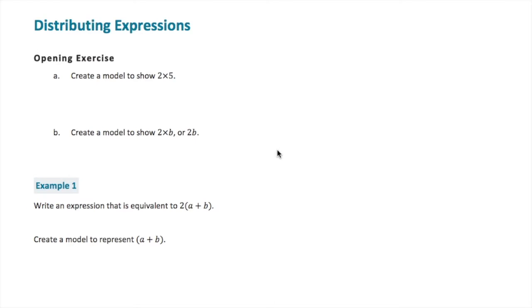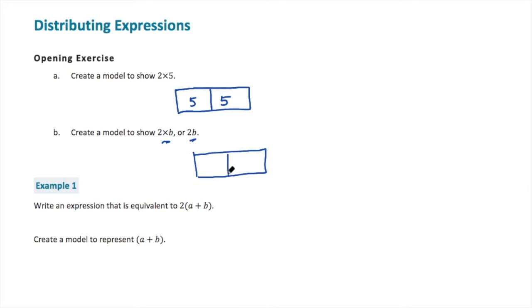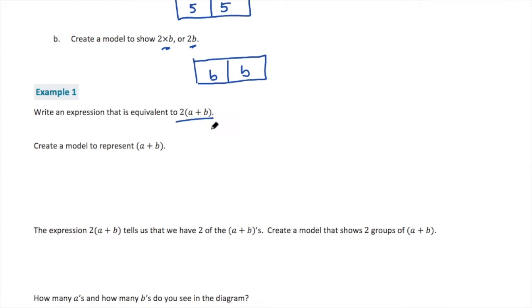Hello again. In this lesson we're going to be applying the distributive property to expressions. If we want to create a model for 2 times 5, that's really just 2 blocks of 5. If you think back to addition, 5 and 5 is 10, 2 times 5 is 10. Same will work with variables. So here we have 2 times b, that's b and another block of b. b plus b is 2b or 2 times b.